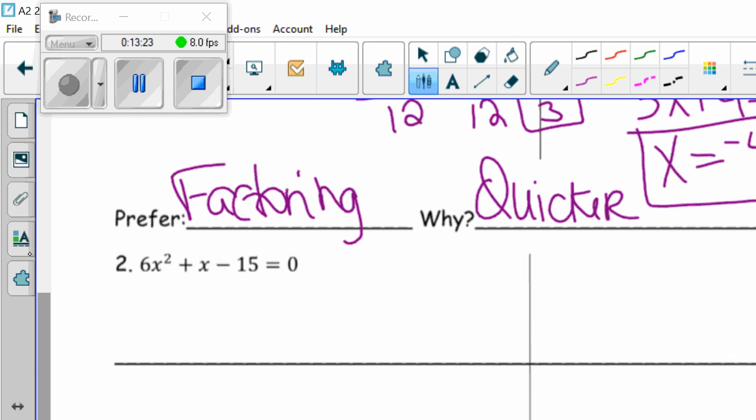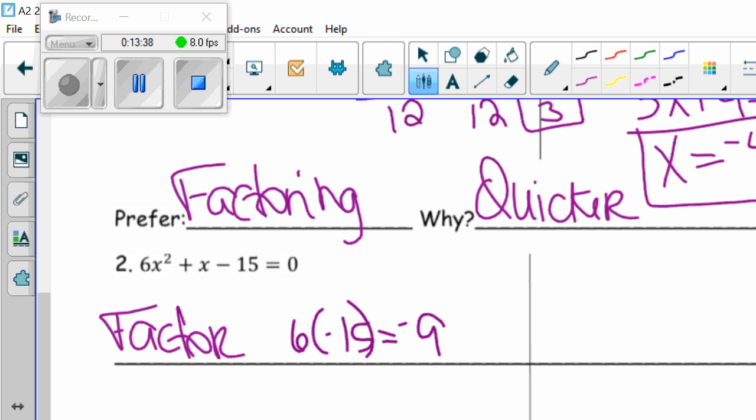Let's try another one. Again, we're going to do both methods. I'm going to factor first. So first I'm going to try to factor this one. 6x squared plus x minus 15. So multiply 6 times negative 15, and I get negative 90x squared. My middle term is a positive x. So what can I multiply together to get negative 90, but add to get positive 1? That would be a 10x and a negative 9x. 10 times 9, 90. 10 plus negative 9 is 1.